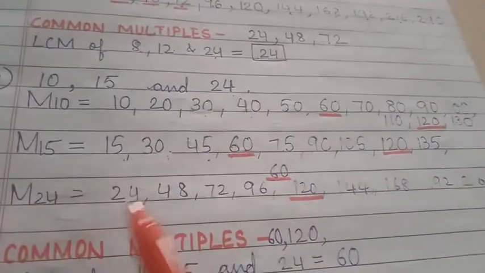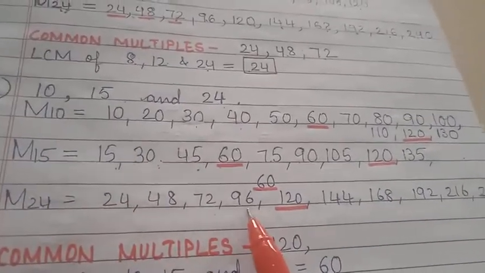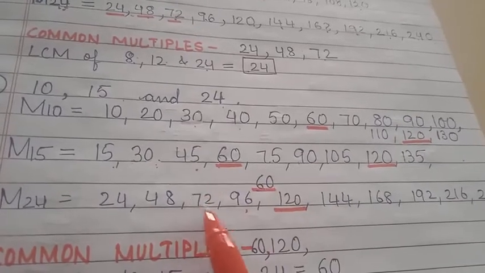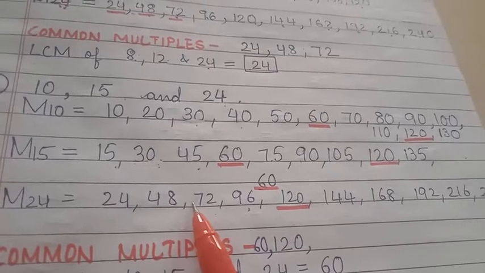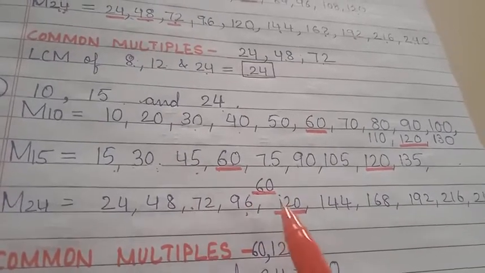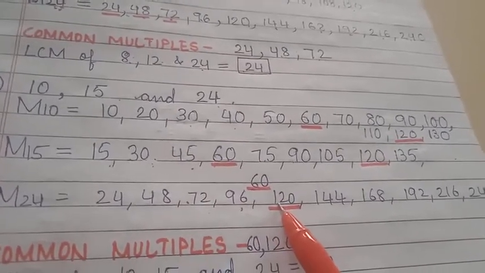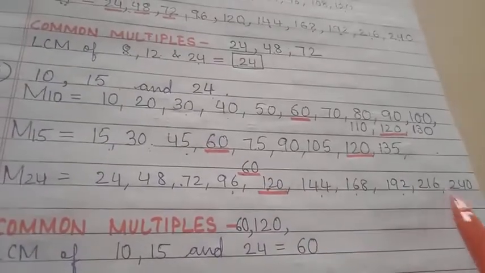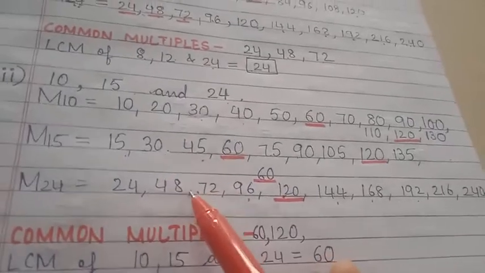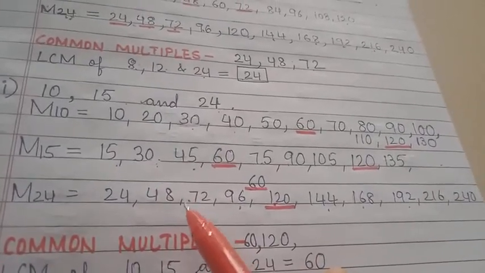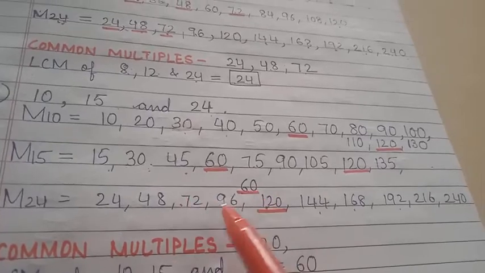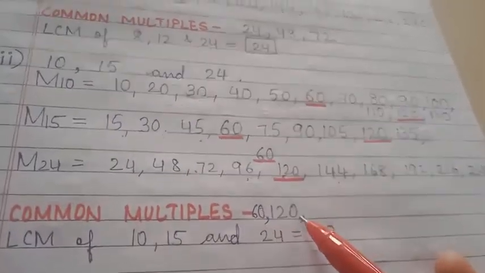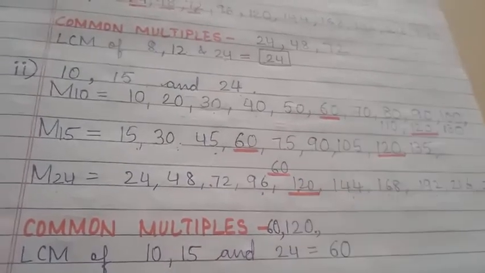M of 24: 24, 48, 72, 96, 120, 144, 168, 192 and so on. 60 should also be written here. So what is common? Common is 60 and 120.